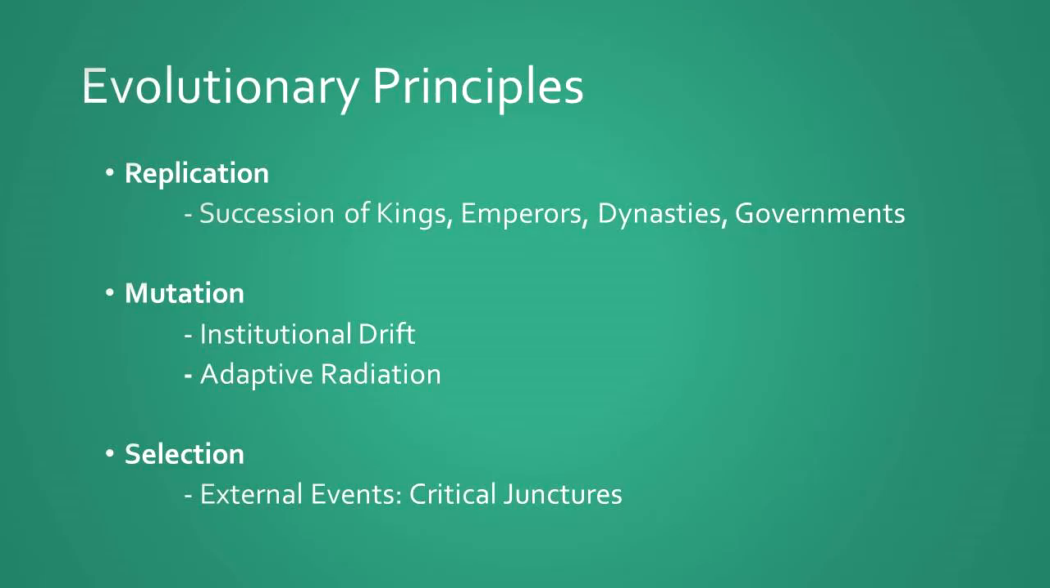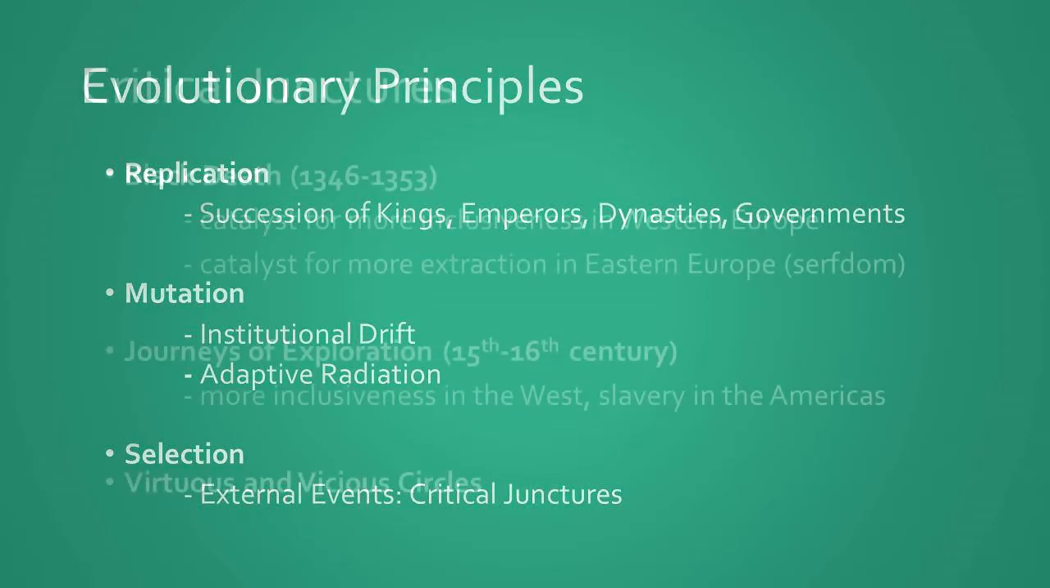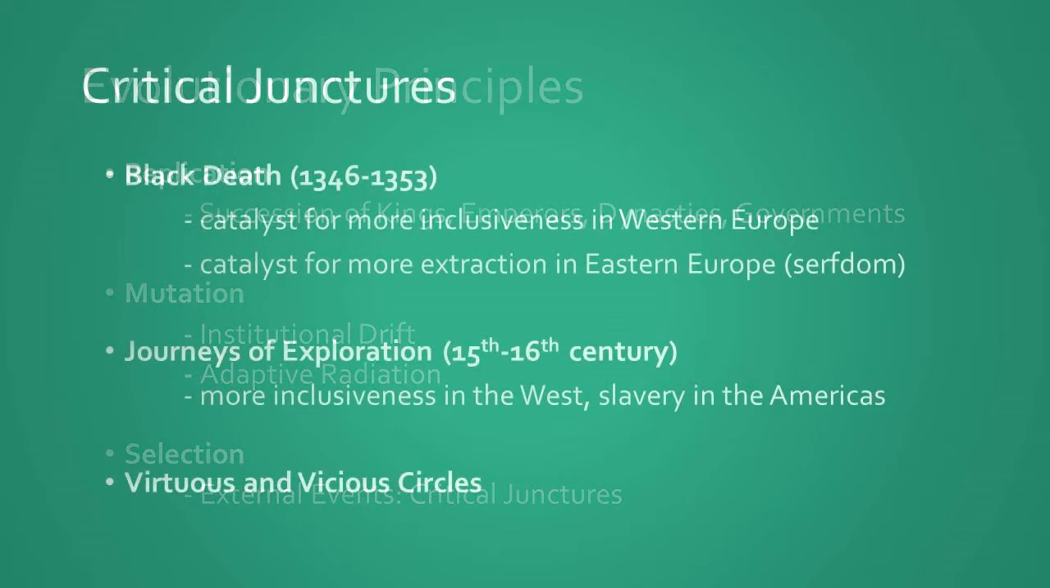We see selection, for example, in the form of wars, but it can also be all other types of external events, to call them external. And I will now label them, following the two authors, Acemoglu and Robinson, critical junctures in history. And I will explain what I mean by that. So replication, mutation, and selection. They say there are some critical junctures in the history of states.